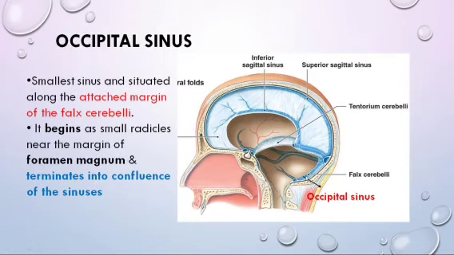Occipital sinus, you know where the occipital sinus is present. It is present in the attached margin of the falx cerebelli. This is the smallest sinus. It begins as small radicles near the margin of the foramen magnum and terminates in the confluence of sinuses. Actually, in the Vishram Singh book, it is given wrongly, so that's why I have taken time to type everything here. In Vishram Singh, it is given that it starts from the confluence of sinuses and ends in the foramen magnum. That is wrong. It starts at the foramen magnum and ends in the confluence of sinuses. So, clear about the occipital sinus?